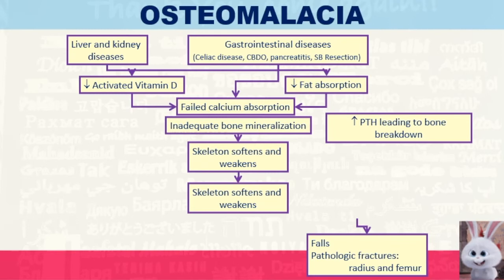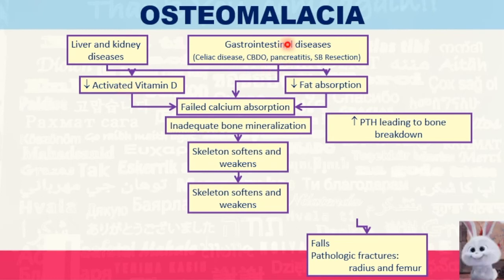So, liver and kidney diseases. Again, liver because of ADEK, fat metabolism. Kidney diseases, failure of conversion of calcidiol to calcitriol. This would lead to a decrease in activated vitamin D, or a decrease in calcitriol.